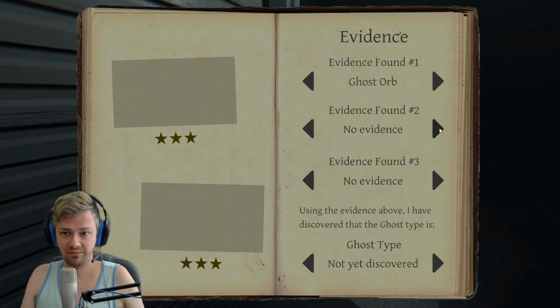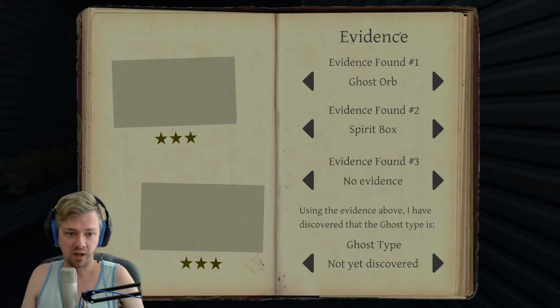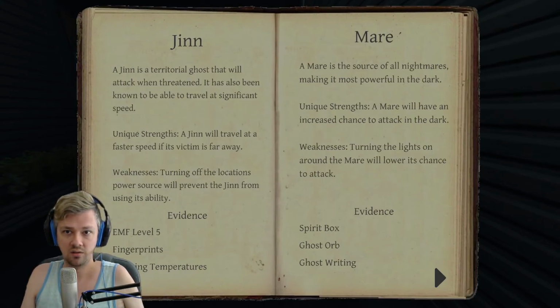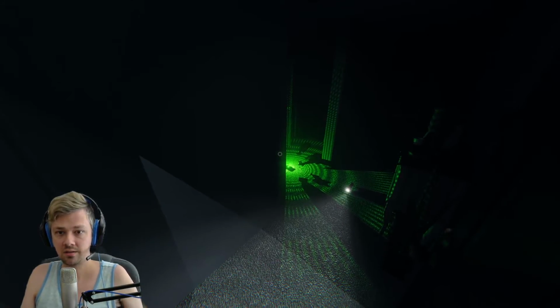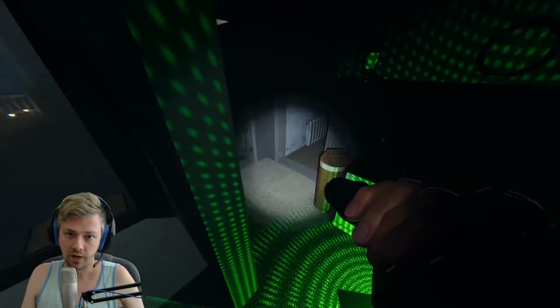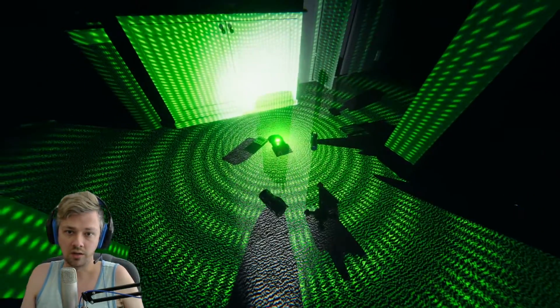All right. Spirit box. Mayor Yokai. Okay, so we don't have an old ghost. Let's see what our clues are for Mare Yokai. We either need dots projector or writing. Cool. I think it's going to be dots. Can you write in my book? No writing. It's going to be dots. Guarantee you it's dots.